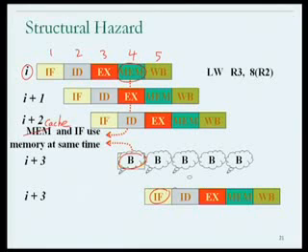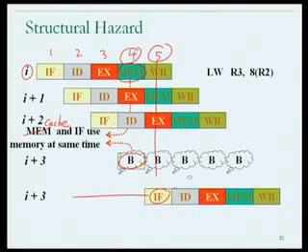It's no longer the case that instruction I and instruction I plus 3 are using the cache at the same time. Notice that instruction I is using the cache in cycle number 4 and instruction I plus 3 is using the cache in cycle number 5. And therefore, there is no structural problem. It's not a situation where two instructions are using the same hardware resource at the same time.